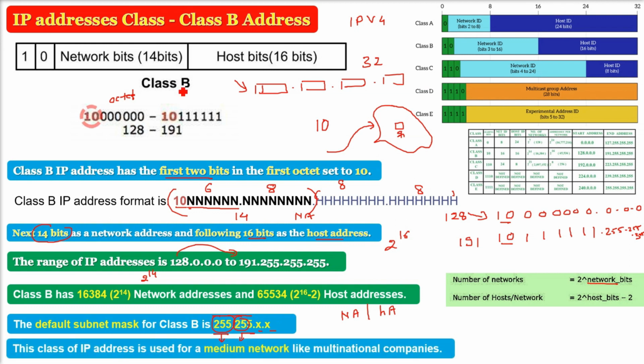So this class of IP address, where is it employed? It is employed for a medium network like the MNC companies, multinational companies. It is not very big, it is not very small, a medium one.